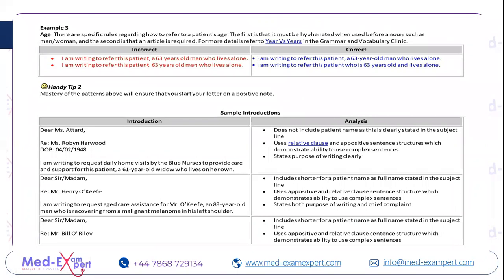We have some example sentences here for the introduction, showing how you can use introduction statements. "I'm writing to refer this patient, a 63 years old man who lives alone." Now here, there's a grammar mistake. You have to be very careful, because even a minor grammar mistake will affect your scores. "I'm writing to refer this patient, a 63-year-old man who lives alone." So not years, year. And this is another way: "I'm writing to refer this patient who is 63 years old and lives alone." So this is the correct way of writing.